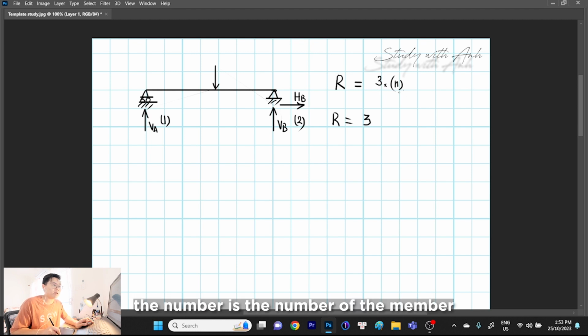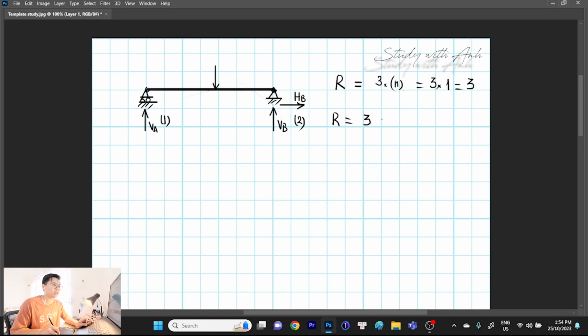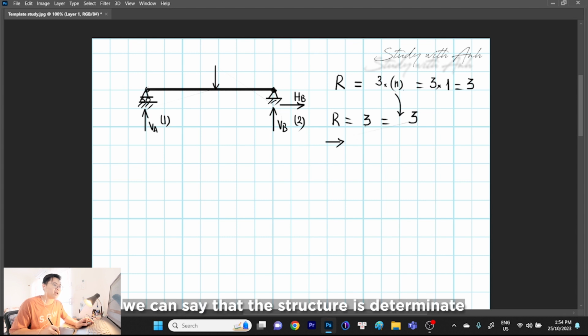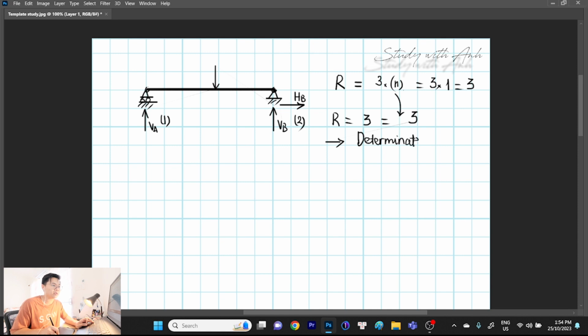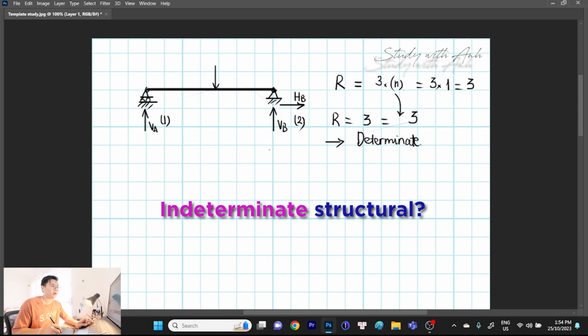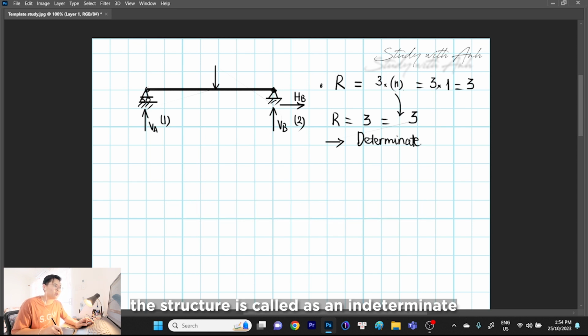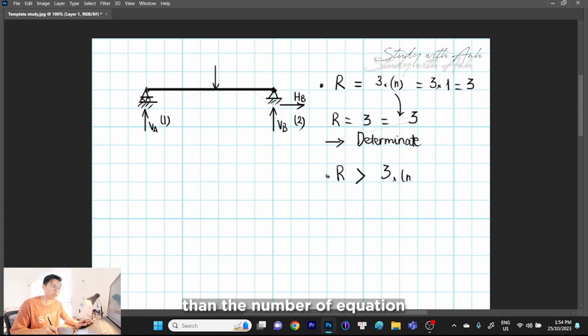The number is the number of members. So we have one beam here, which means one member. So it will be equal to 3 times 1, which equals 3. So the reaction now equals 3. So we can say that the structure is determinate. So what is indeterminate? The structure is called indeterminate when the number of reactions is greater than the number of equations.